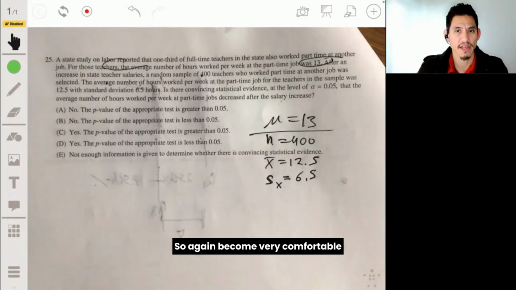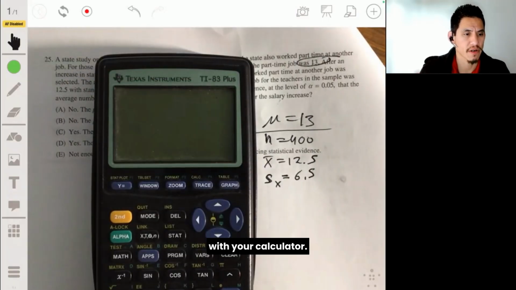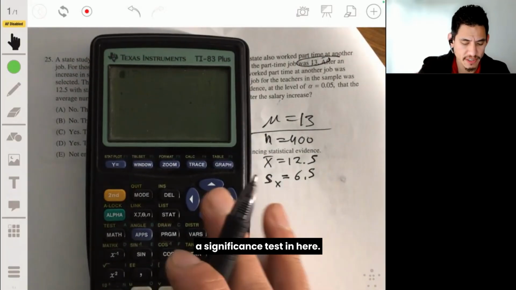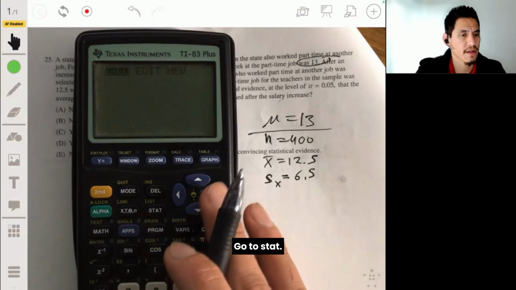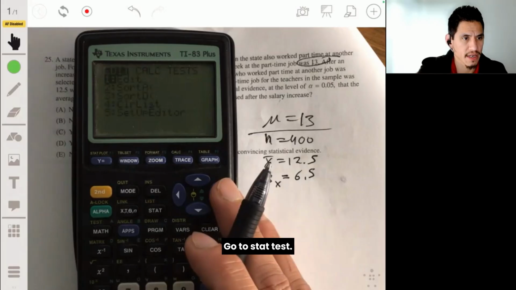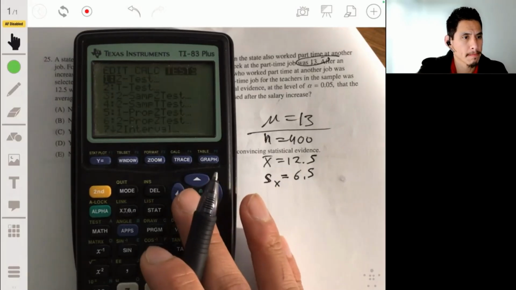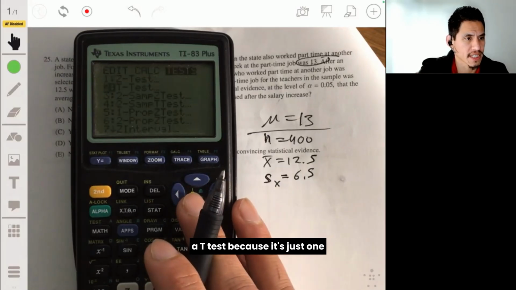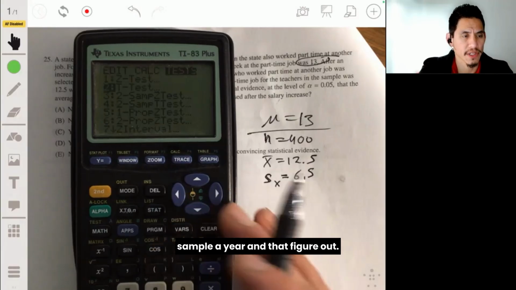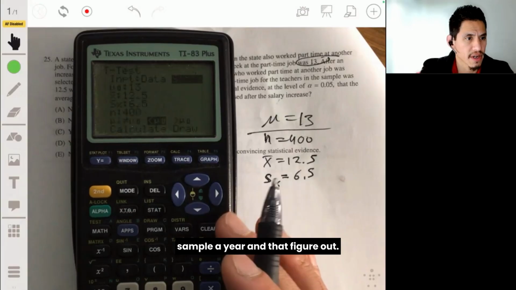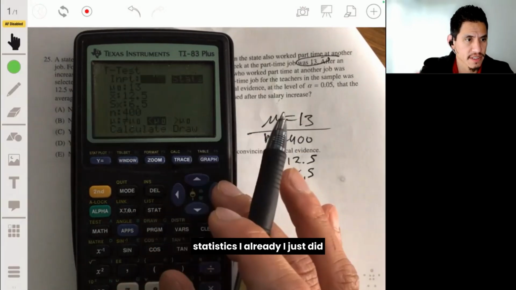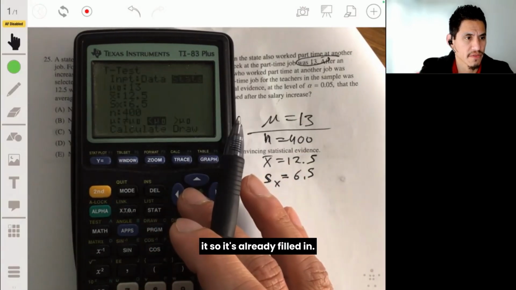So again, become very comfortable with your calculator. You can actually just run a significance test in here. Go to stat, test, and all we simply need to do is a t-test, because it's just one sample. We're going to highlight statistics. I just did it, so it's already filled in.